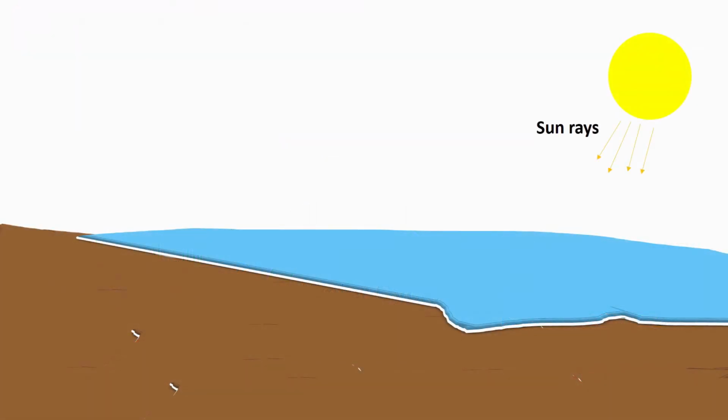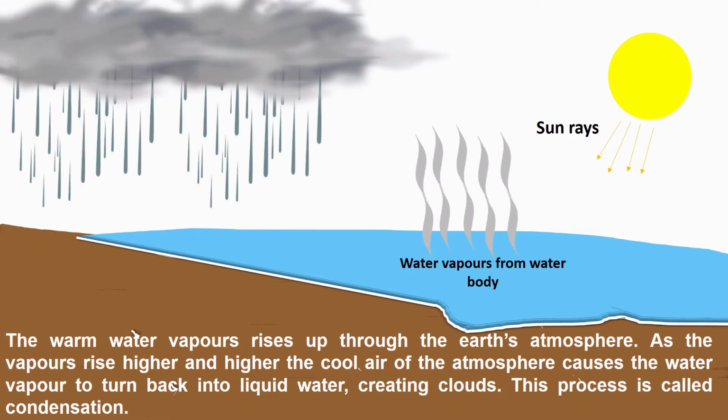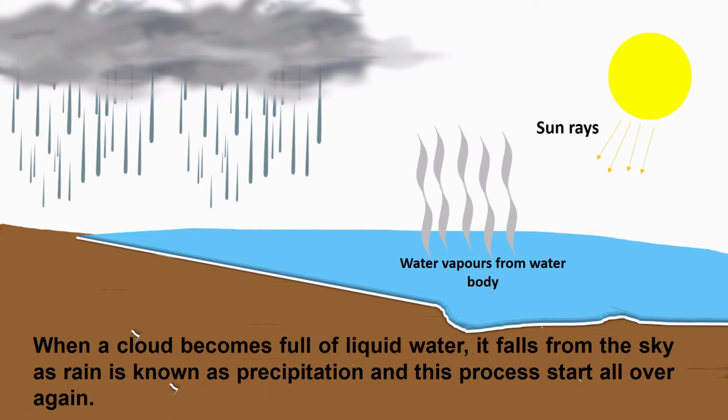The water from the water bodies, like the rivers, lakes, and oceans, heats up and evaporates. The warm water vapor rises up through the Earth's atmosphere. As the water vapor rises higher and higher, the cool air of the atmosphere causes the water vapor to turn back into liquid water, creating clouds. This process is called condensation. When a cloud becomes full of liquid water, it falls from the sky as rain, which is known as precipitation, and this process starts all over again and completes the water cycle.